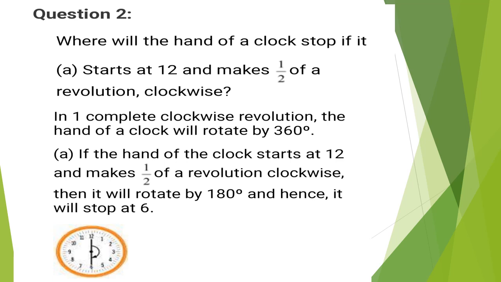Now a full revolution, 360 degrees, means 60 minutes. So half a revolution is equal to 30 minutes. So if the hand of the clock starts at 12 and makes half of a revolution clockwise, then it will rotate by 180 degrees and hence it will stop at 6.